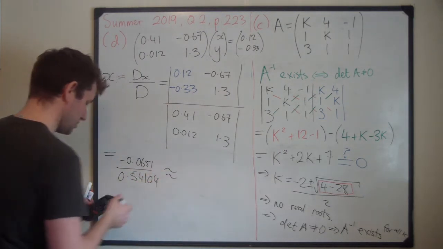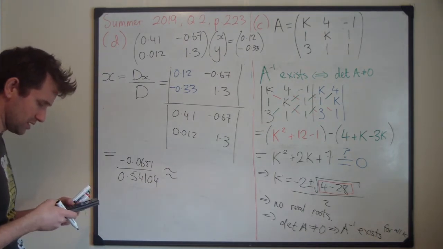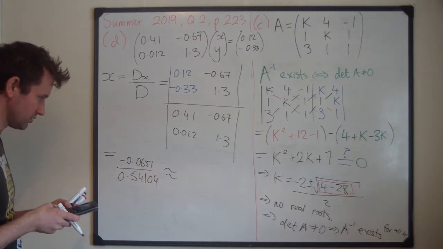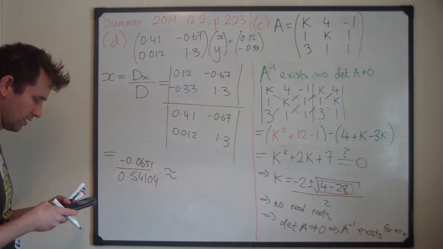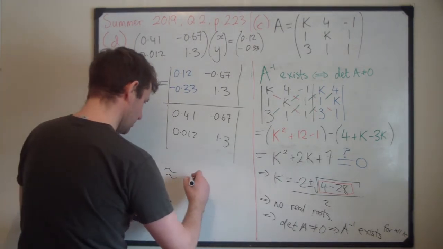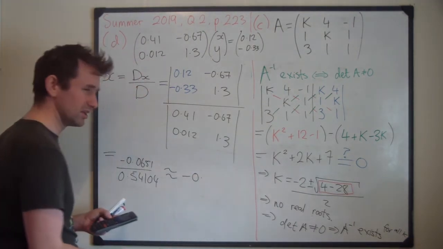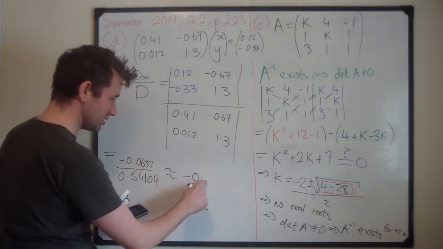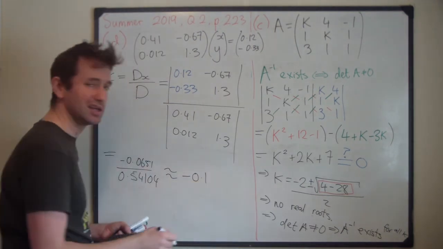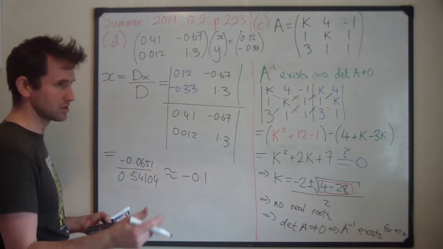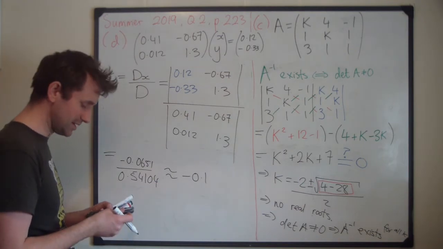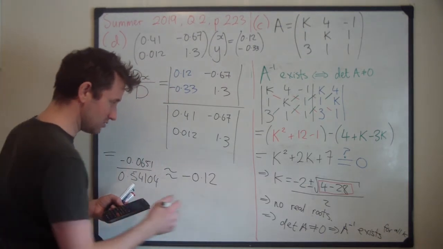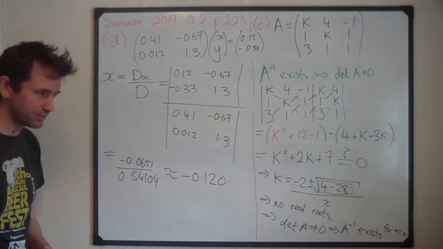Now we will round to 3 significant figures. So I get minus 0.0651 divided by 0.54104. 3 significant figures, out it comes minus 0.120. Now significant figures is not the same as decimal places, though in this case it is, so that it's 0 and the first non-zero number is the first significant figure. It just happens to be the first decimal place here, and then you do 2 more to make up 3, rounding if necessary. There we go.